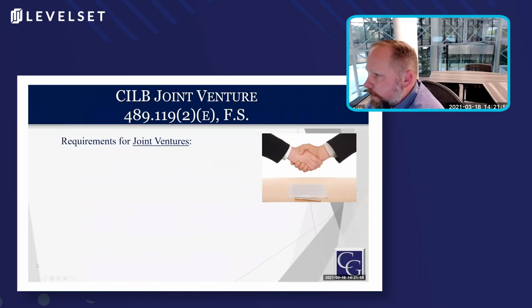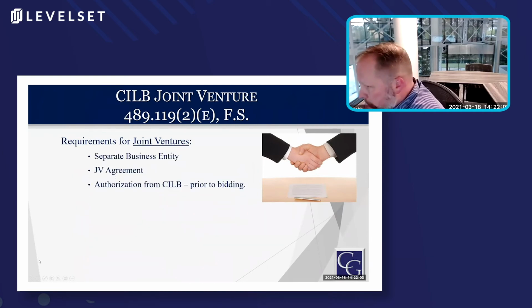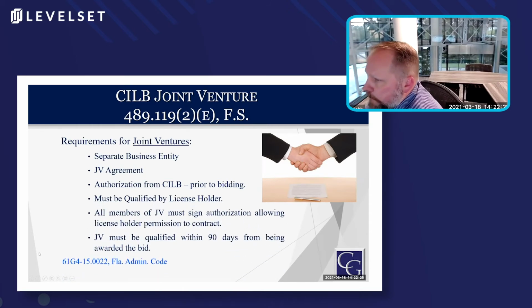Another aspect of qualifying another company is if you want to enter into a joint venture. So you have to actually create the business entity, and the business entity needs to have the joint venture agreement. You can obtain authorization from the CILB prior to bidding to submit the bid, because remember, if you bid for work and you're not qualified, you are unlicensed. And so you can actually get authorization under joint venture to submit a bid.